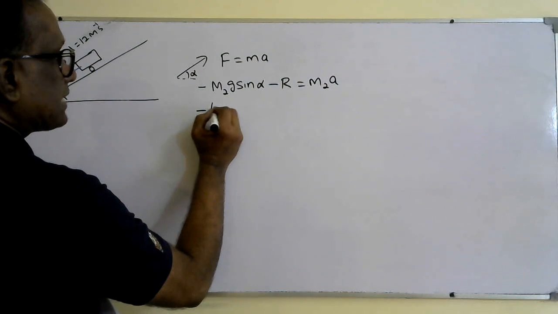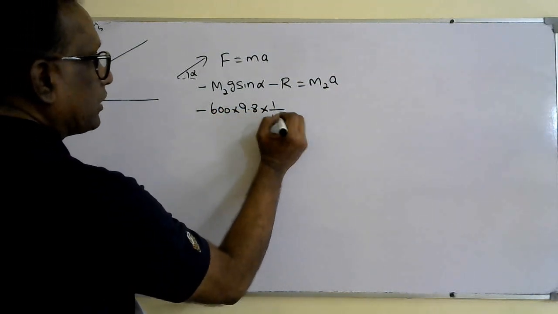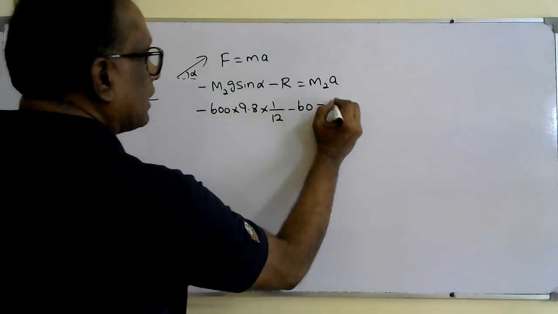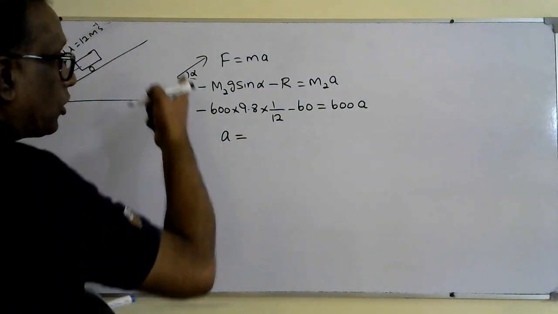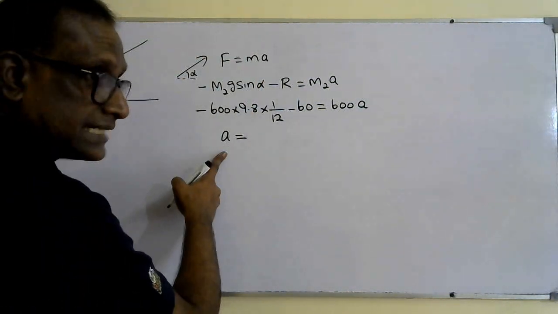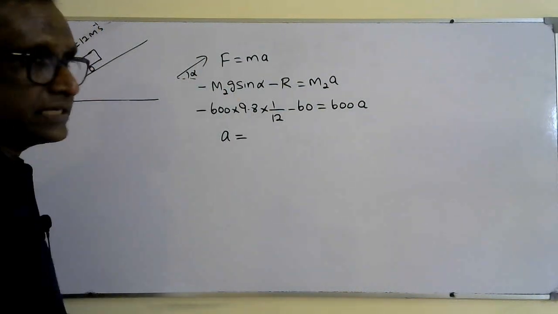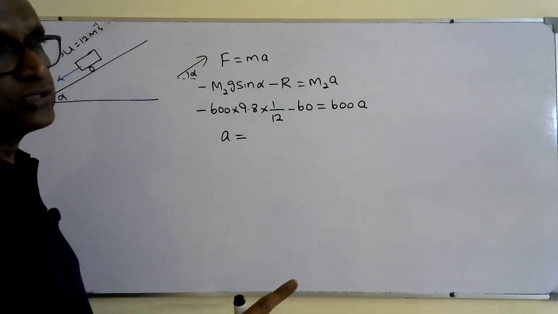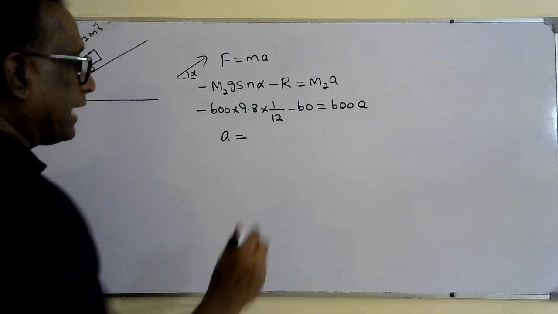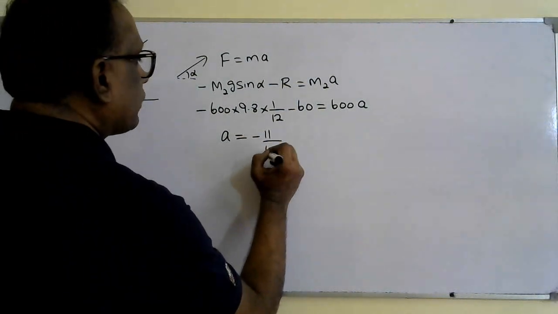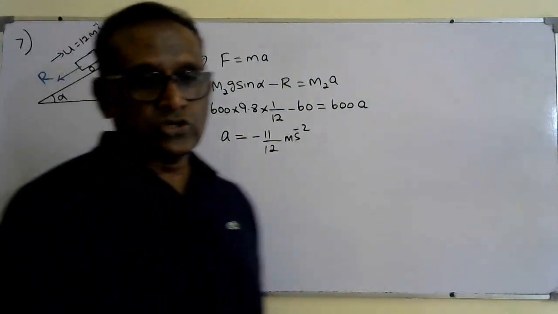Right, that is minus 600 into 9.8 sine alpha, 1 over 12, minus 60 equal to 600a. Find the a, you will get a negative answer, because along the direction of motion a is negative. The negative sign shows the acceleration is opposite to the direction of motion, meaning deceleration. So when you find a, you will get minus 11 over 12 meters per second squared. Okay, so we know that it's going to decelerate.